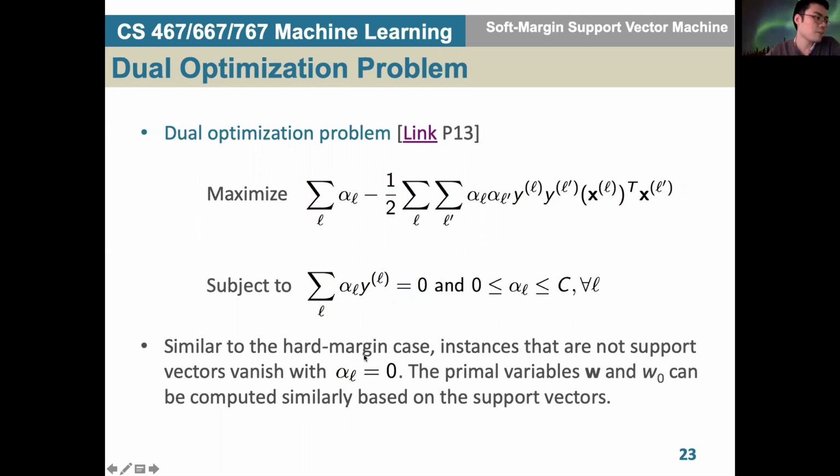Similar to the hard margin case, you will be able to conclude that most of the alpha are 0. They will vanish, and only a few of them will be support vectors. But again, these support vectors will be a lot more than before. So let's look at the previous example.